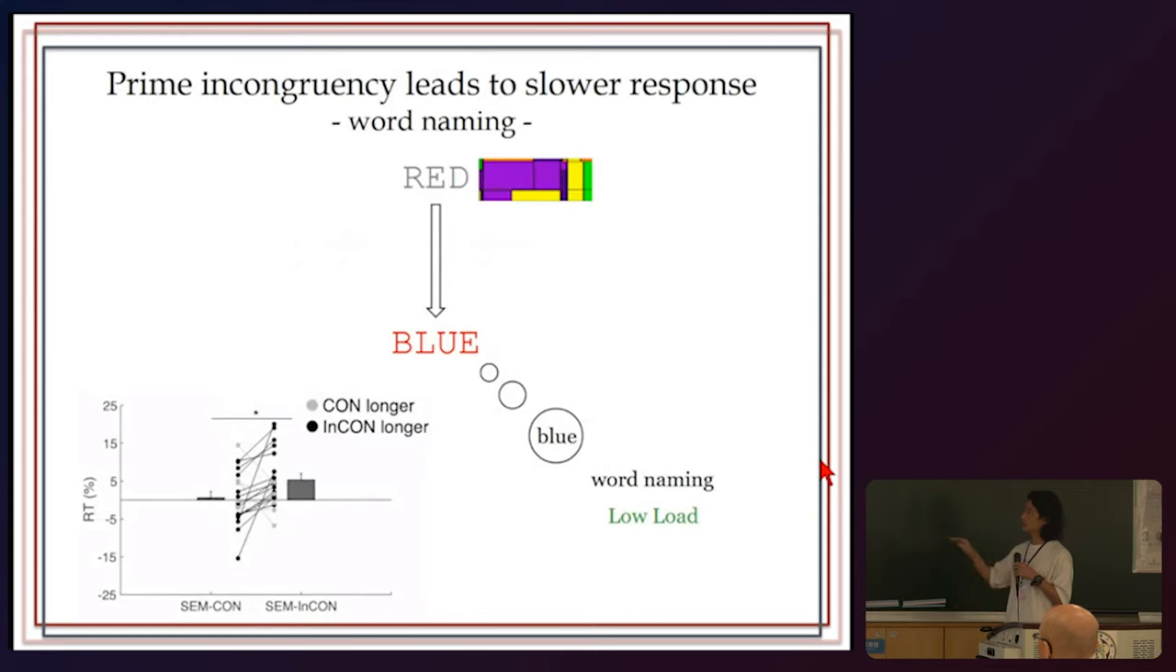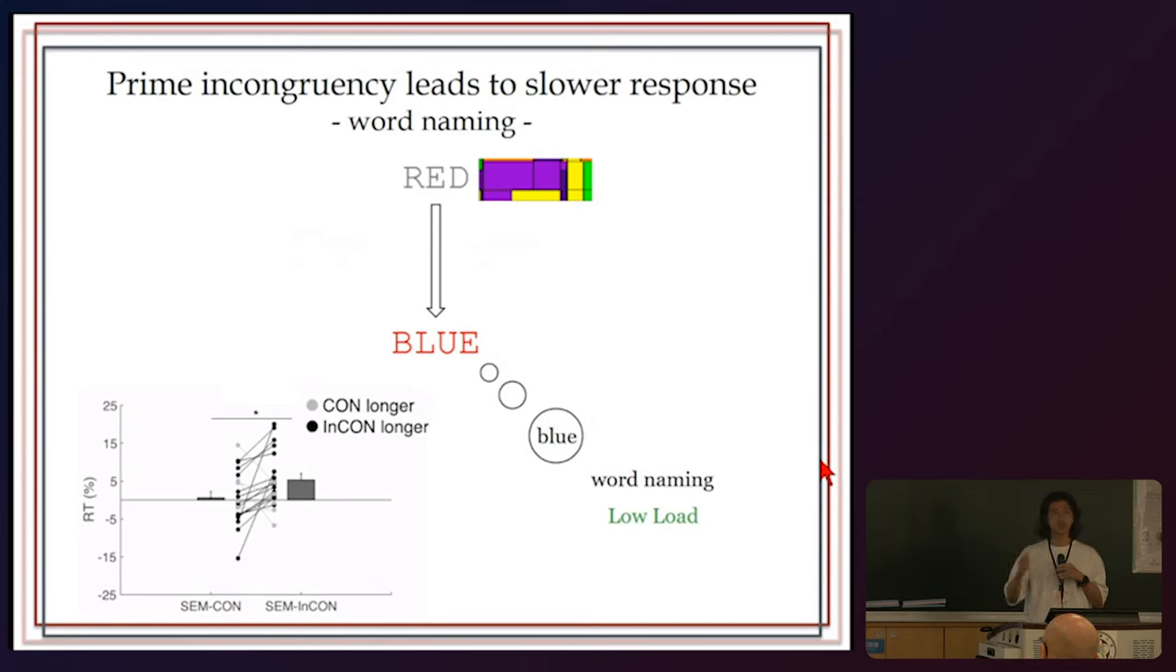So this is the word naming condition. Remember the easier condition: if the prime and target have different semantics, people slow down by about 5%, as compared to when they have the same meaning. So this is the low-low condition.